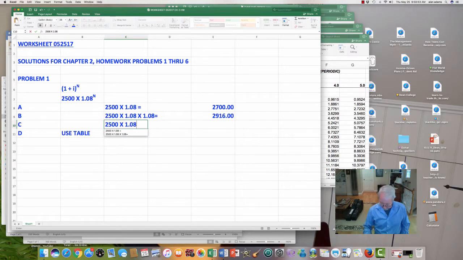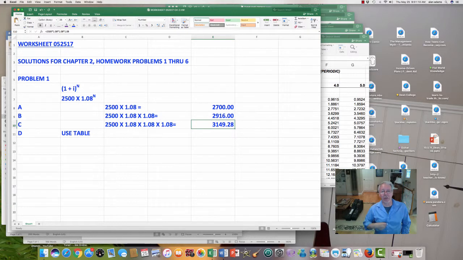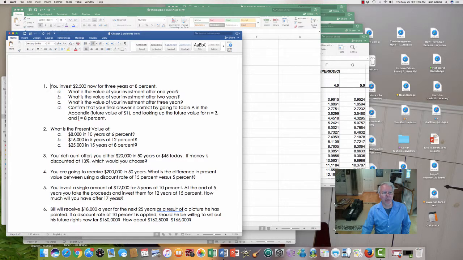If you were doing this longhand, you would multiply something times 1.08 and again times 1.08. Now it's starting to get tedious, isn't it? The answer is 3,149.28. Now what we're going to do in D is do it the way that we shall do it from this point on.